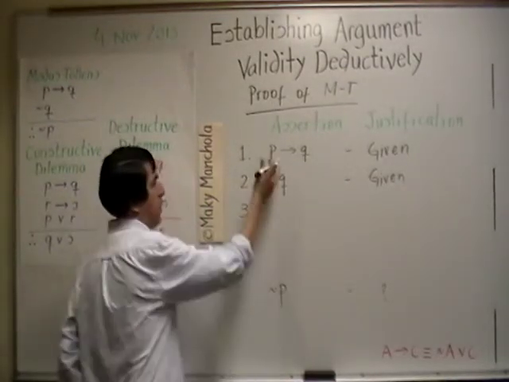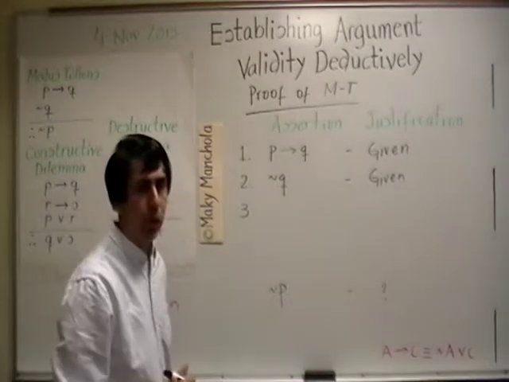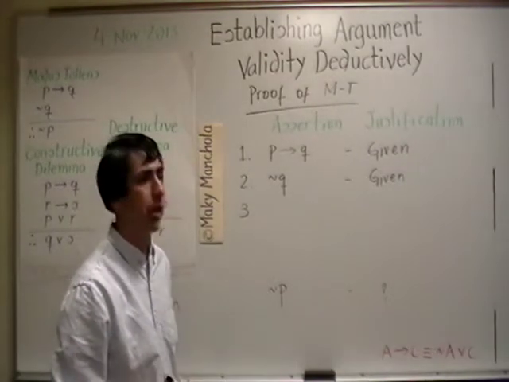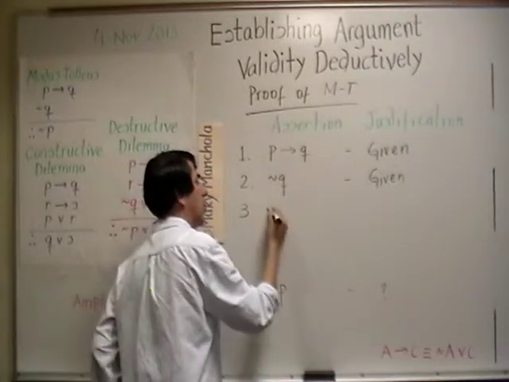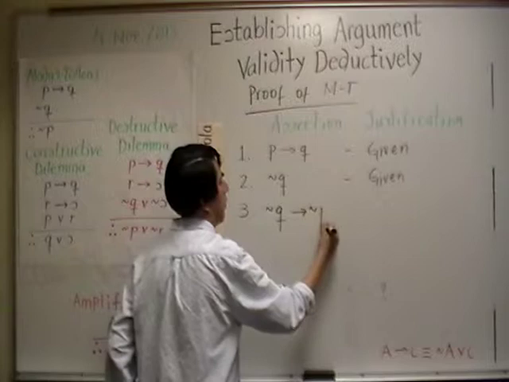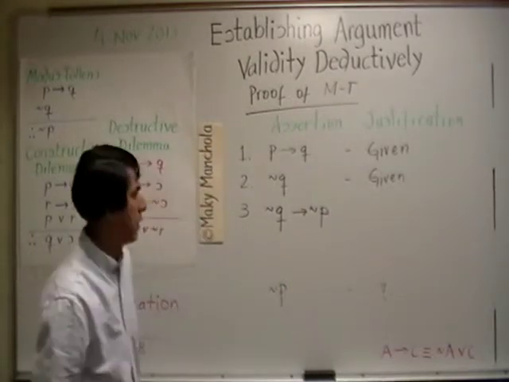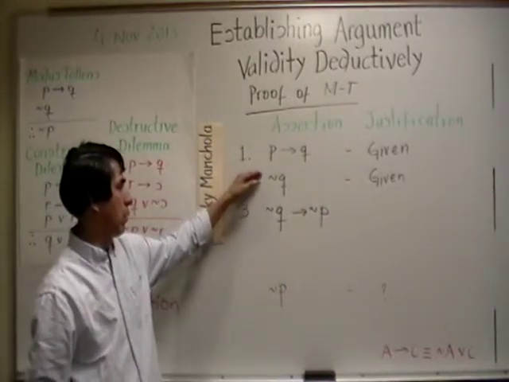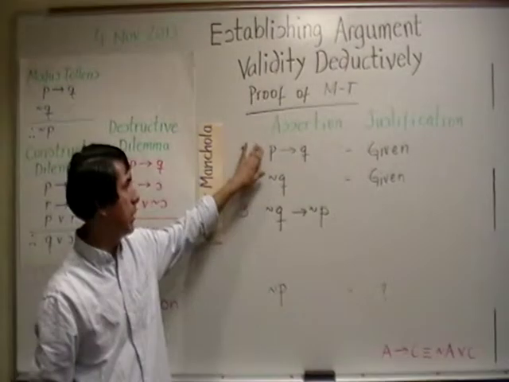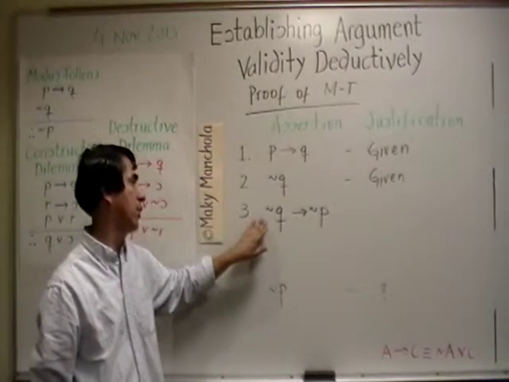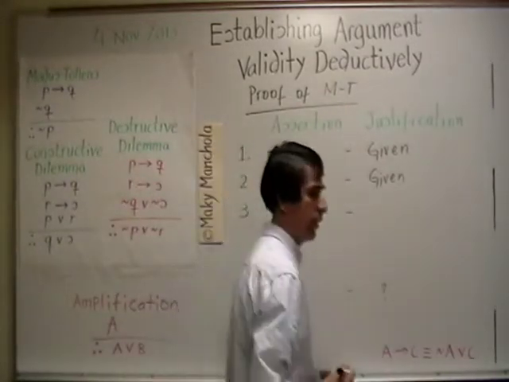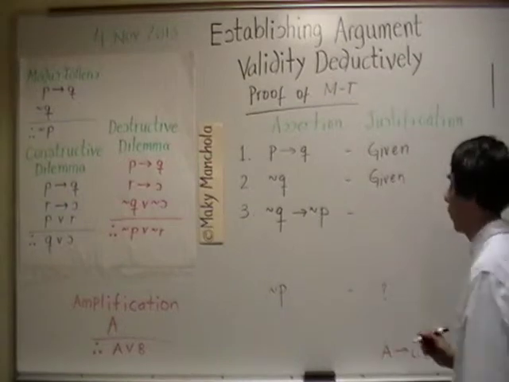Let's observe that P implies Q is logically equivalent to the negation of Q implies the negation of P. What justifies that step? The step that P implies Q is logically equivalent to negation of Q implies negation of P. Well, that is one of our logic identities, the one known as contraposition.